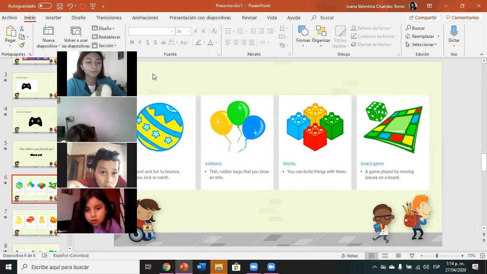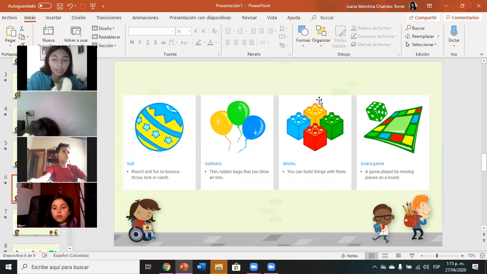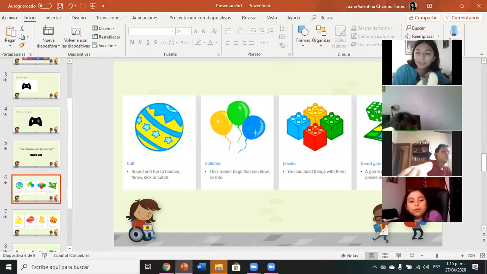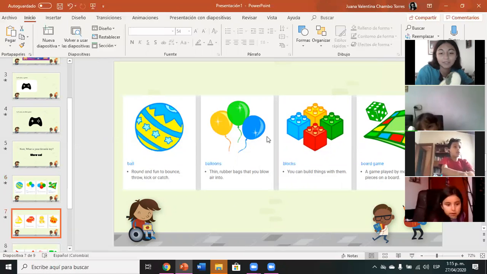your house. That is a ball, una pelota, balloons, bombas o globos, blocks, like Legos, como los Legos, a board game, un juego de mesa, that is really good for this quarantine, que es muy bueno para esta cuarentena. When you are bored and you want to have fun, you can play this, pueden jugar esto.